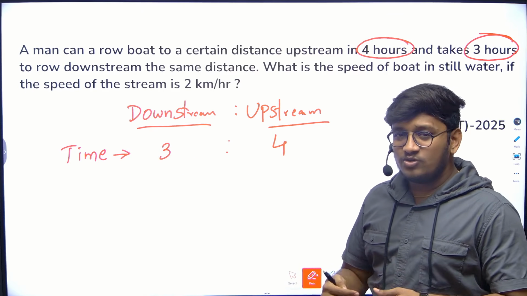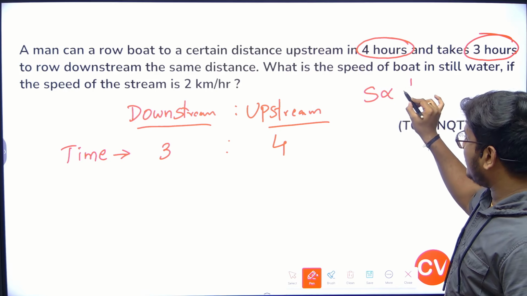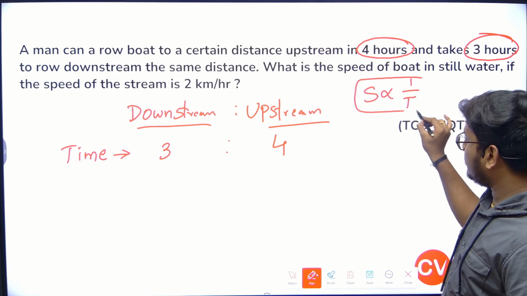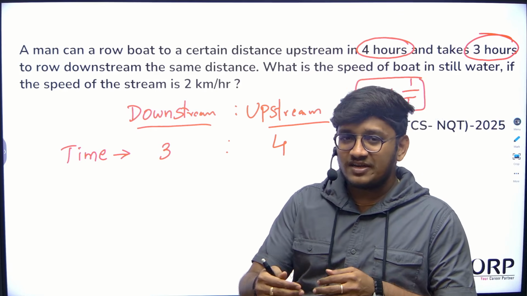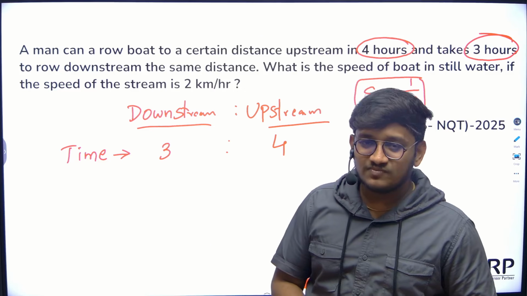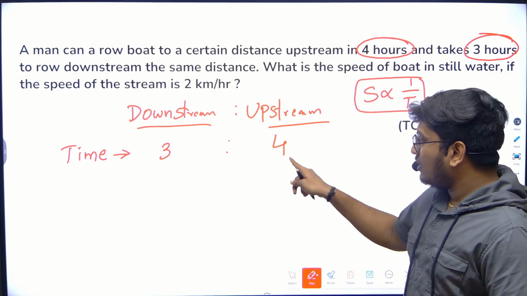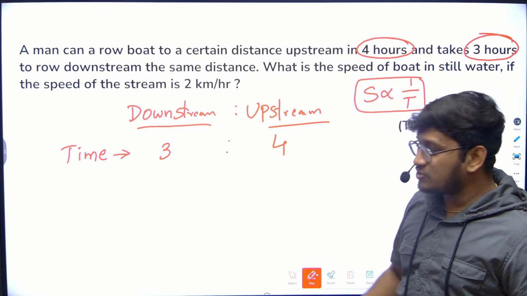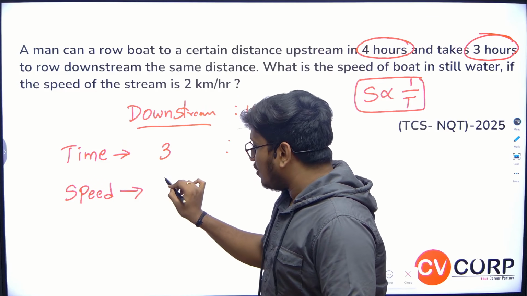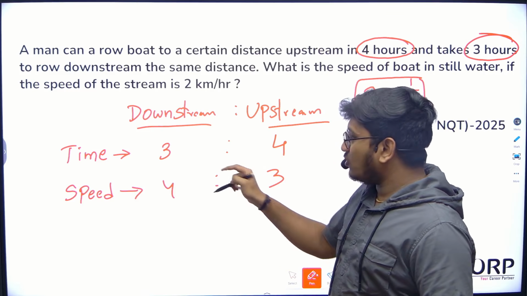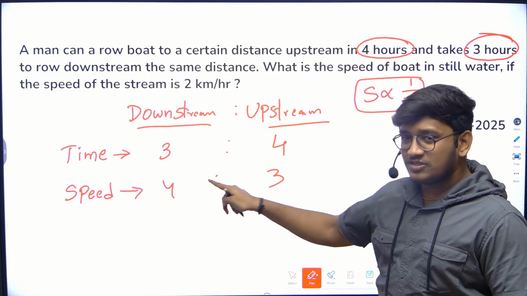Okay, we already know that there is a relation between speed and time. Speed is inversely proportional to time, right? The person who goes fast will take less time than the usual time. So if the time ratio is 3:4, then the speed ratio is 4:3, because this will get inverted.